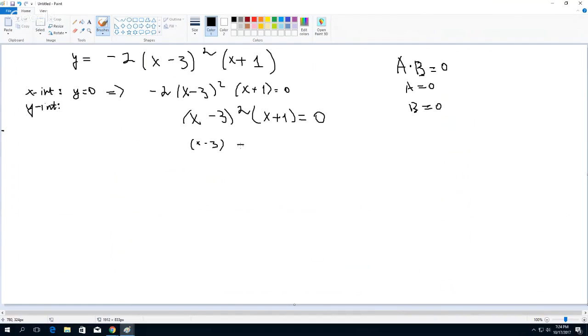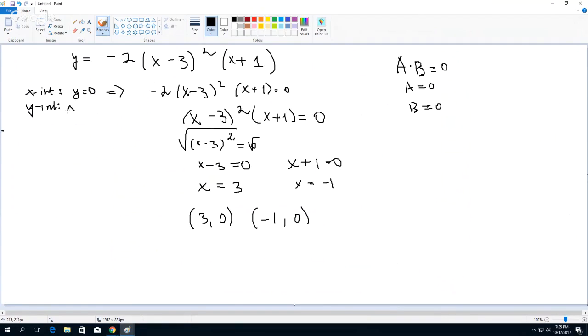Okay. That would mean x minus 3 equals 0 and x plus 1 equals 0. Yep. And you have x minus 3 squared, but it's the same thing. Okay, and then x plus 1 equals 0. And so x equals 3, and then x equals minus 1. So our points are? Three, zero, and negative 1, 0. Yes.